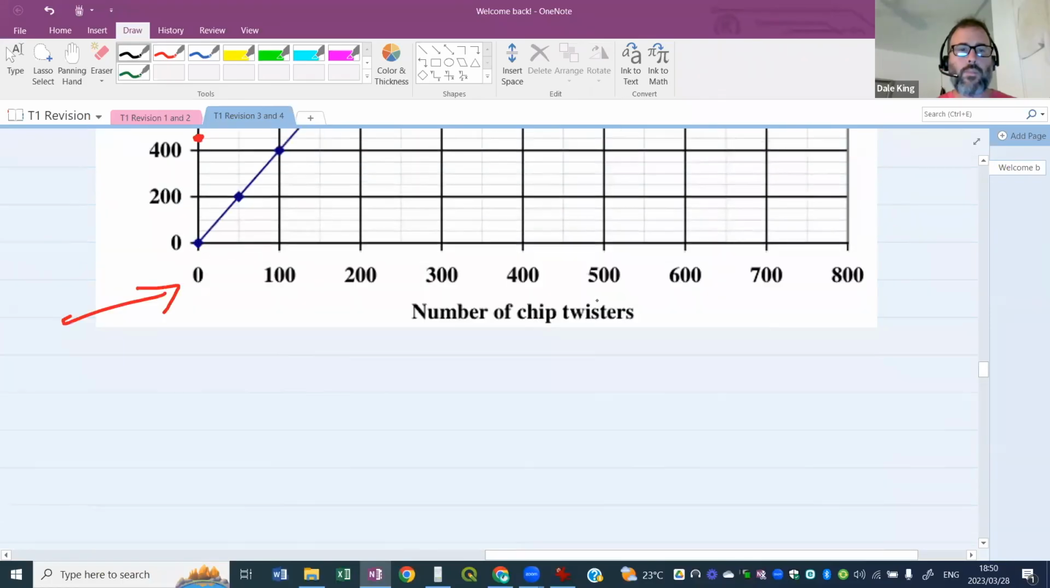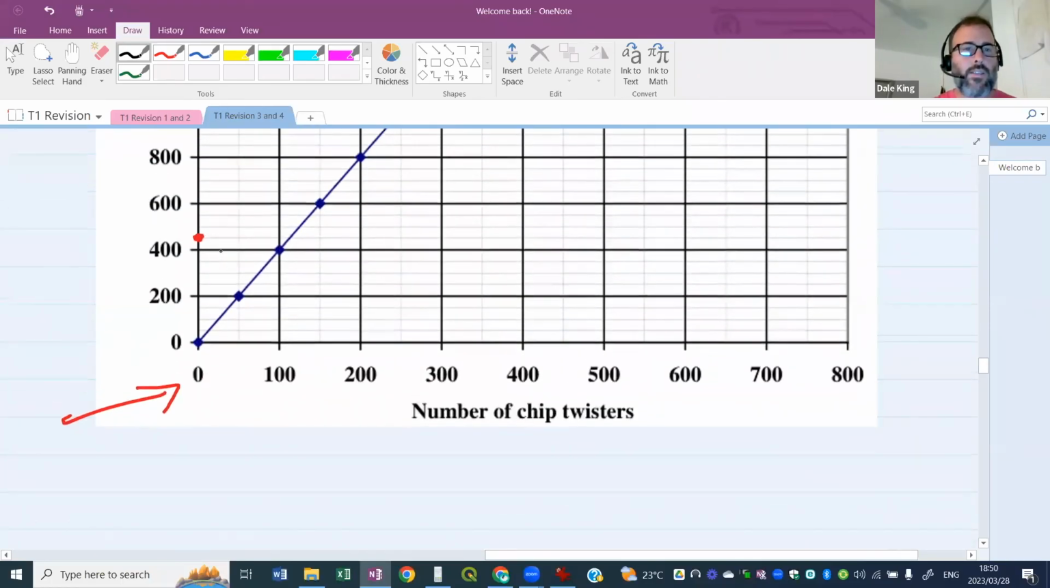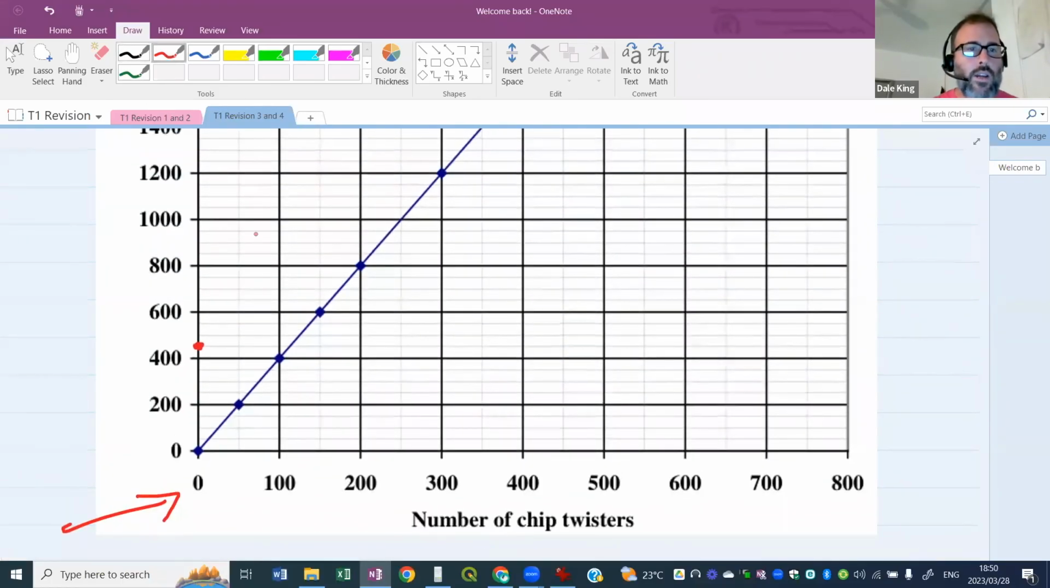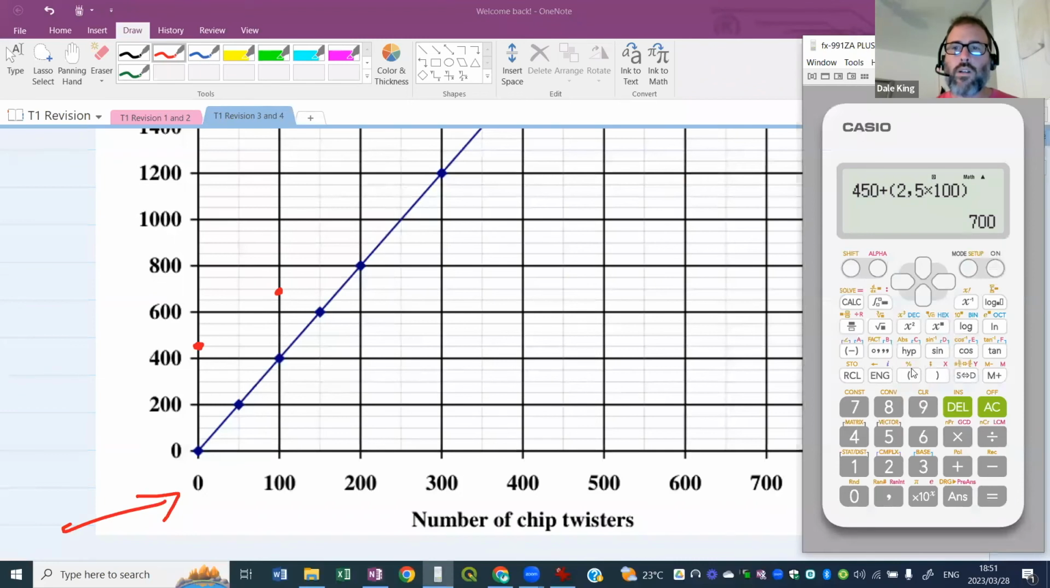All right. So for 100, I need 700 Rand. So now I'm going to put a dot over here. Okay. Now I want 200. All you need to do is go back to your calculator. You guys are probably typing it out already. Let's change that 100 to 200. And I'm sure you guys, there we go. All right, so you guys have got it.